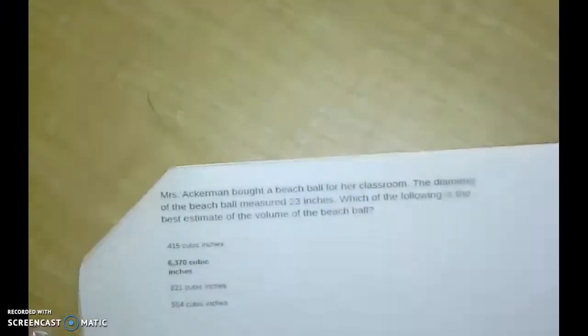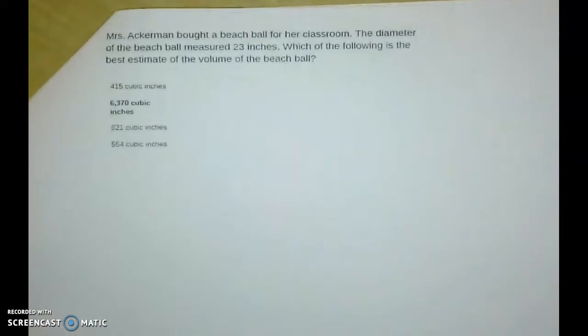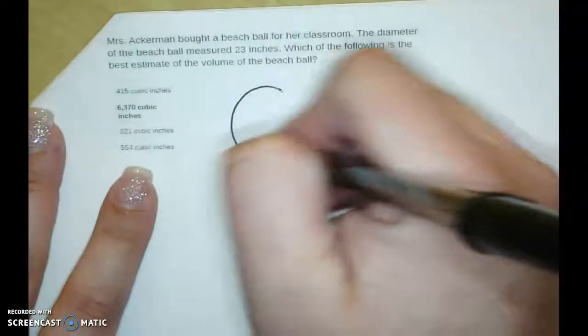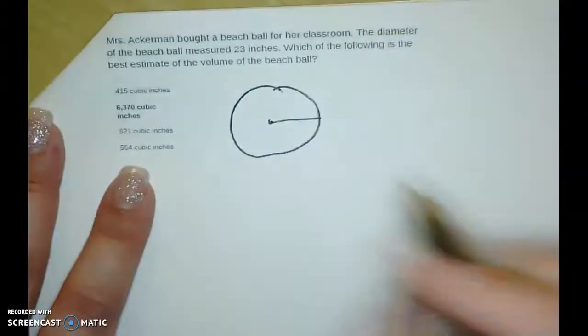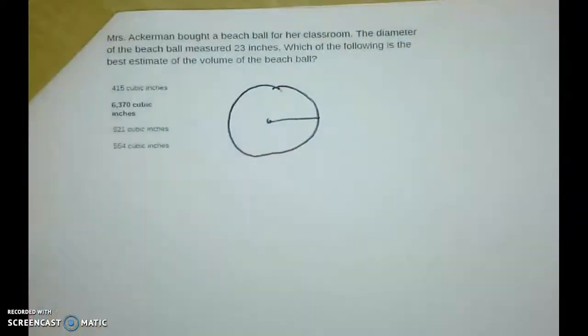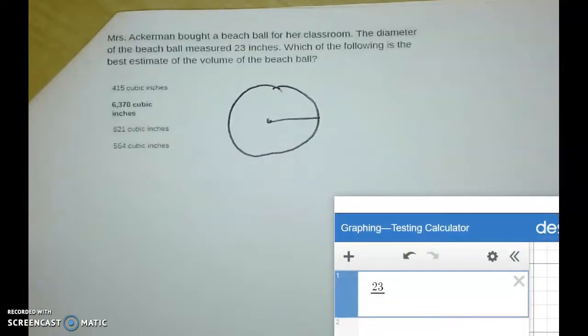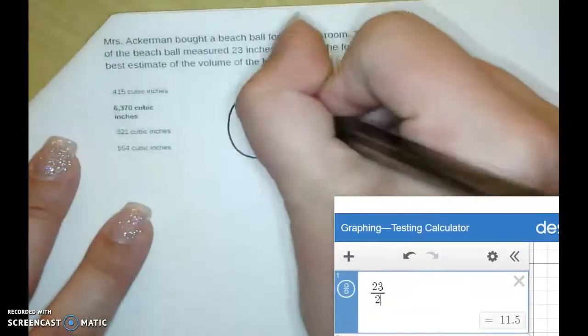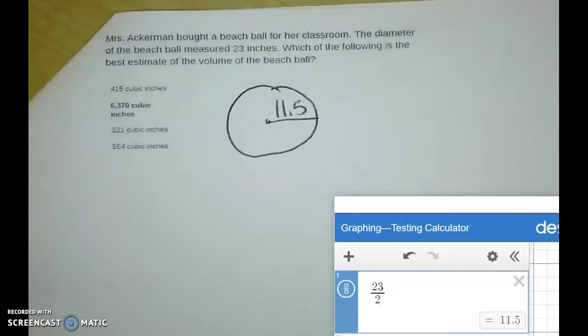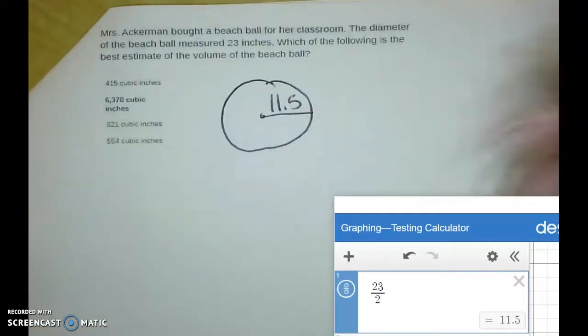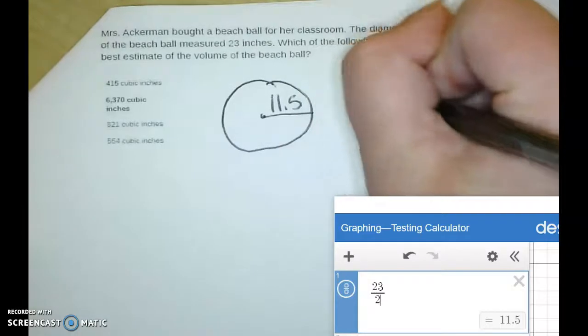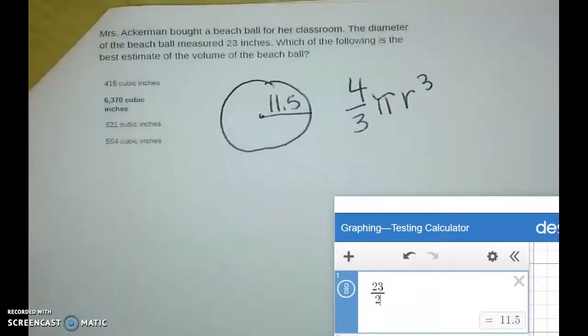Let's do another sphere. All right, we've got Mrs. Ackerman. Mrs. Ackerman bought a beach ball for her classroom. The diameter of the beach ball measured 23 inches. Which of the following is the best estimate of the volume of the beach ball? So we've got our beach ball. The diameter is 23. Remember, if you've got diameter, you need to divide it by 2 to get the radius. So I've got 11.5. If you look at your formula chart, the formula is 4/3 pi r cubed.